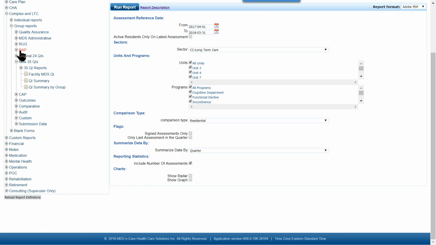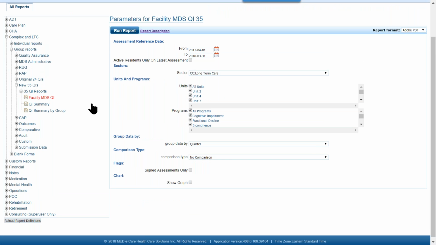Just exactly like we did for the RAPS, right? It's all the same technique. Once you know how to run one set of reports, you're going to understand how to run every other report in the system. But let's start out and take a look at this. I'm going to start off with this one called the Facility MDS QIs. Nice, simple report. You can see here that it gives us either a date range, or we can say, I want to look at the latest assessments only.